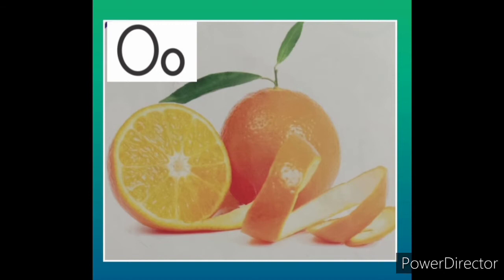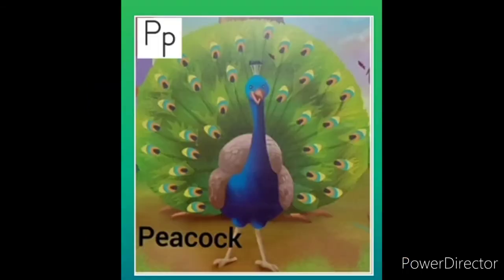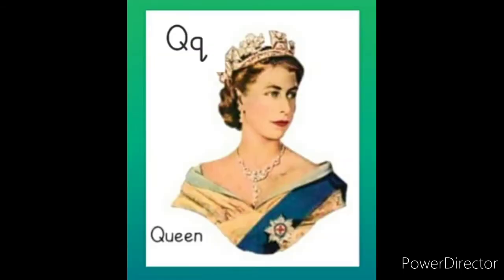O. Capital O, small o, Mama O, baby O. O for orange. Mama P, baby P. Capital P, small p, P for peacock. What comes after P? Q.